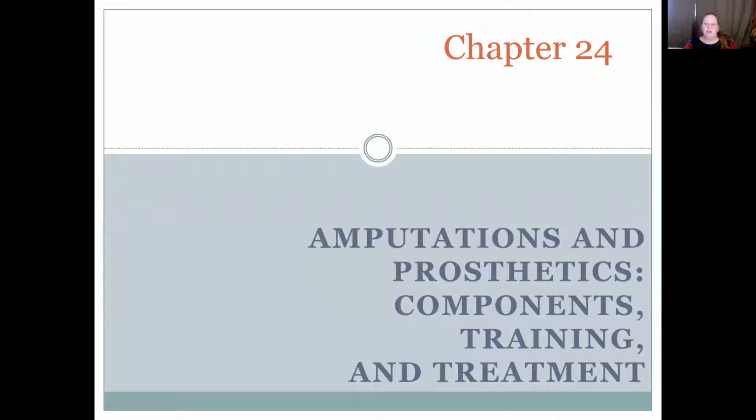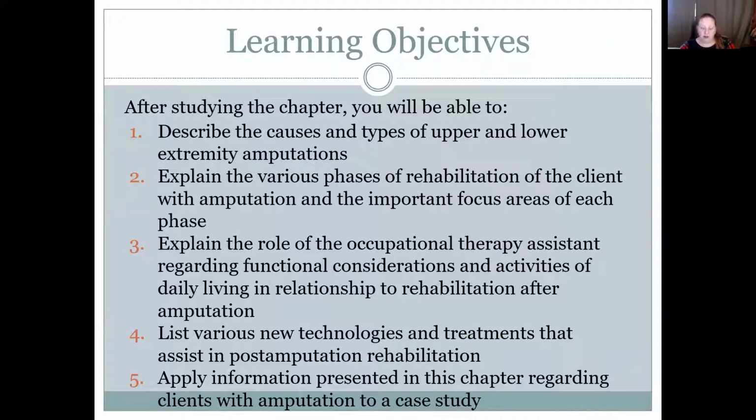We are discussing amputations and prosthesis: components, training, and treatment. Megan Taylor will be doing an hour of this lecture as her student lecture, and that date will be determined at a different time. She will be doing that lecture before your next test so that you will hear her information as well, okay? Here are your learning objectives.